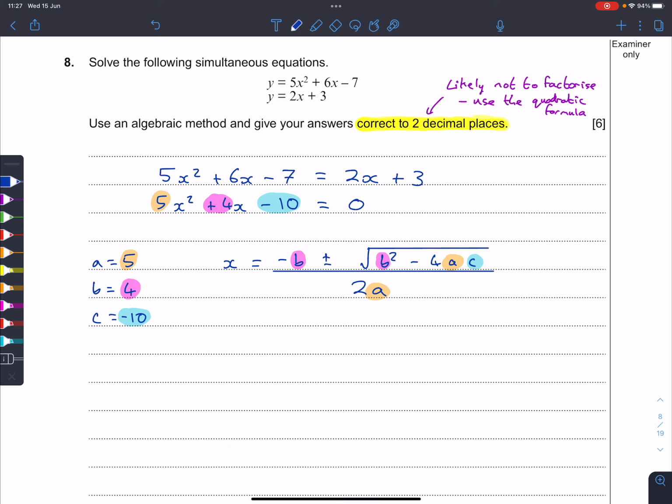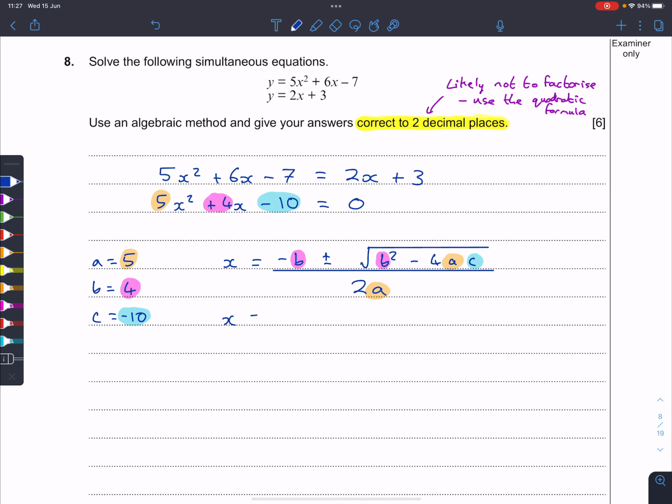So I get x equals negative b. When I make my substitution, I always put it in brackets. Plus or minus the square root of b squared, so b is 4 squared, minus 4 lots of a, which is 5, lots of c, which is negative 10, all over 2a, so 2 lots of 5.